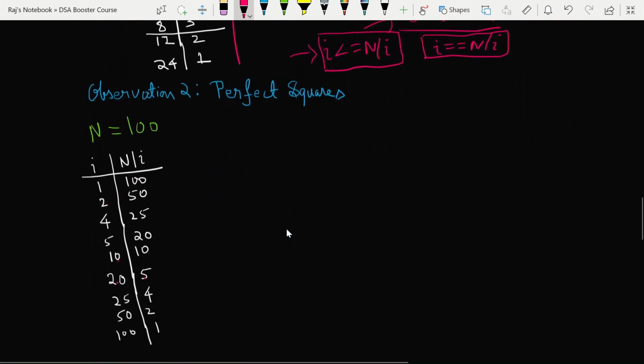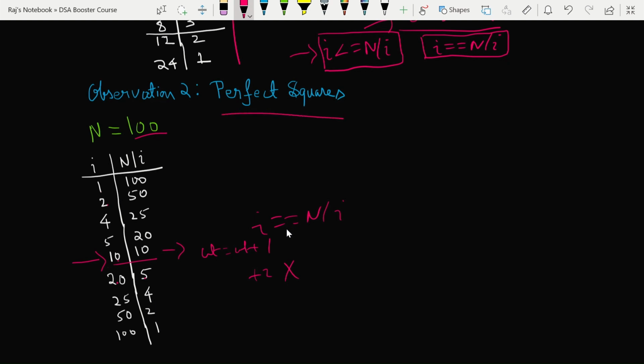So let's see it through an example. I have taken n as 100, and when I reach this point, when my i equals n by i, then over here, 10 and 10, I cannot increment my count by 2. I need to increment my count only and only by 1 and not by 2, because it is the same factor being repeated twice. So you need to take care of this edge case of perfect squares.